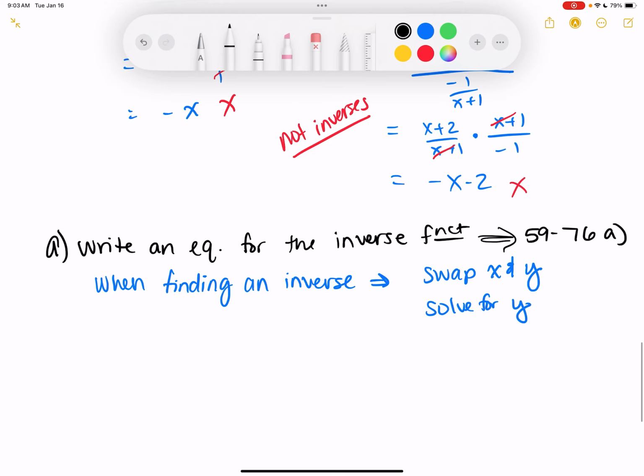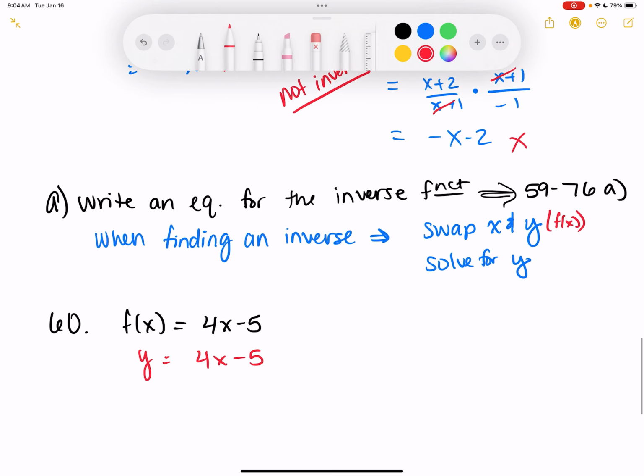So, problem 60. Now, they write it as f of x is equal to 4x minus 5. Okay? F of x is also known as y. So if it helps you to think about it, rewrite this as y equals 4x minus 5. Just for the sake of my instructions, swap x and y. Or I could say swap x and f of x, but I'll use y when I'm actually solving the problem. So I swap x and y first. So I'm going to have x is equal to 4y minus 5.